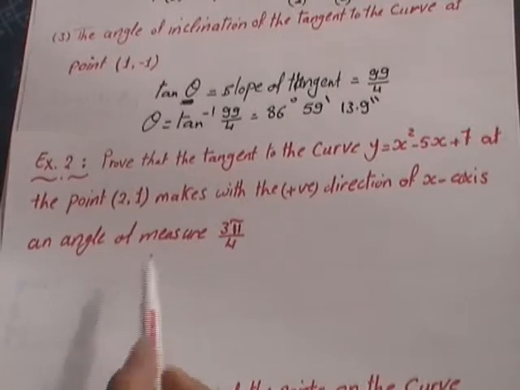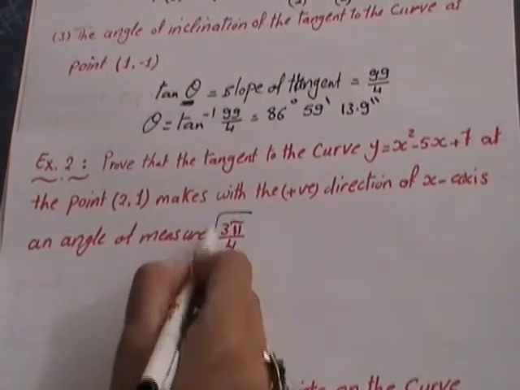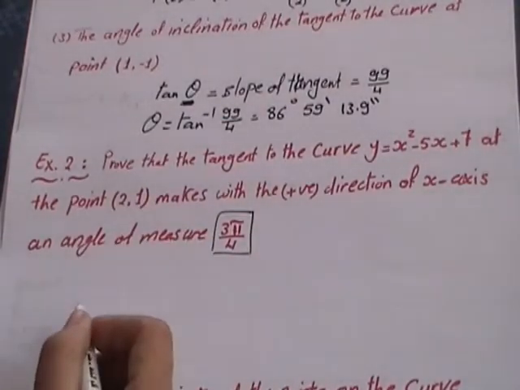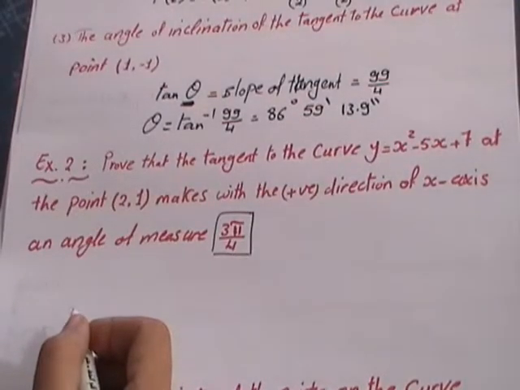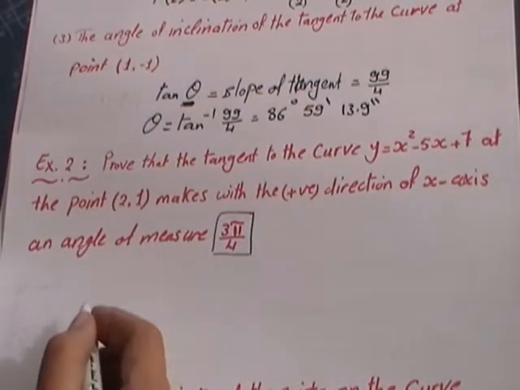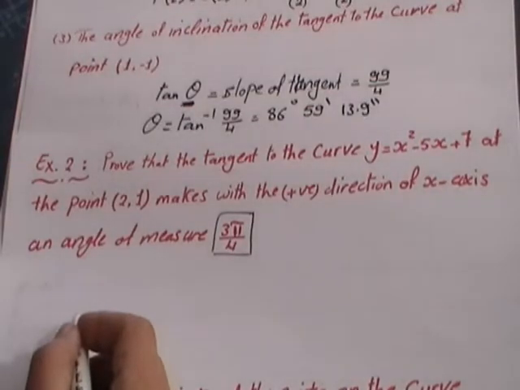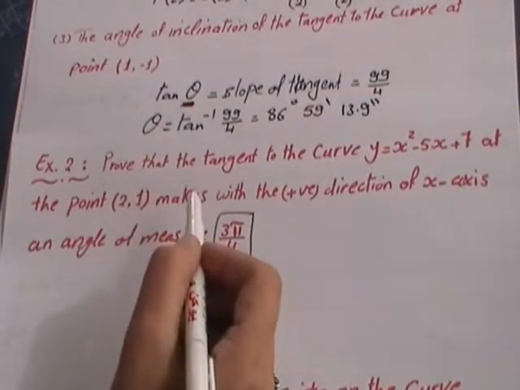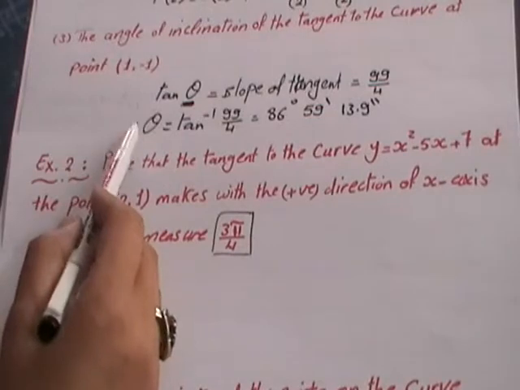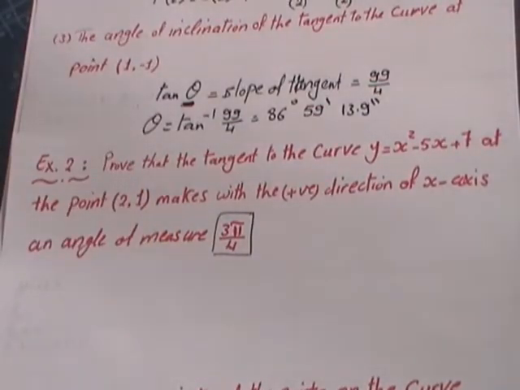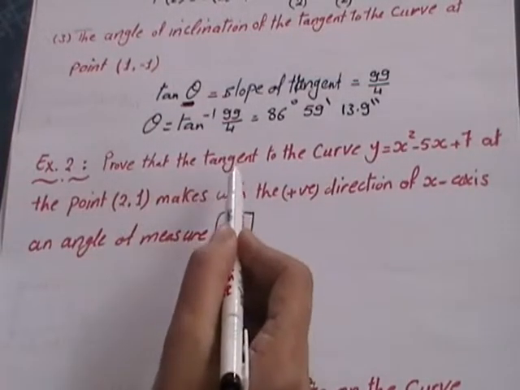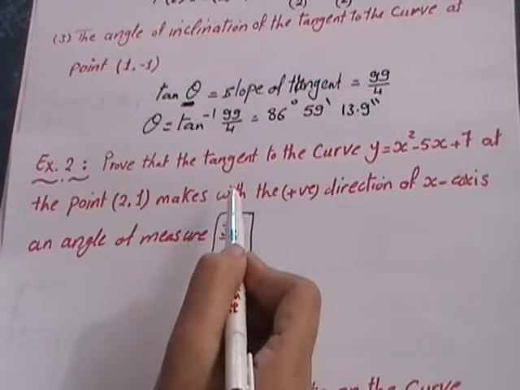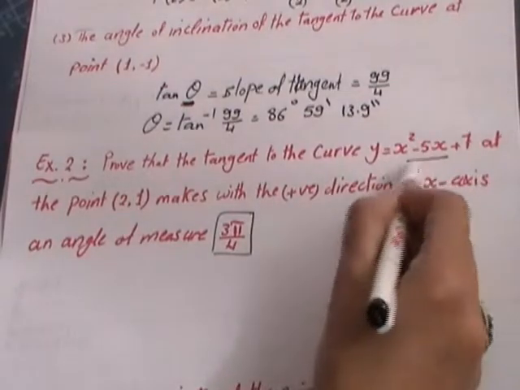What is the meaning of the angle equals 3 pi over 4? We know that pi in degrees equals 180 degrees. He asked me to prove that the angle theta, like we did in the previous problem, will be equal to 3 pi over 4. So if I want to find the angle, we must find the slope.